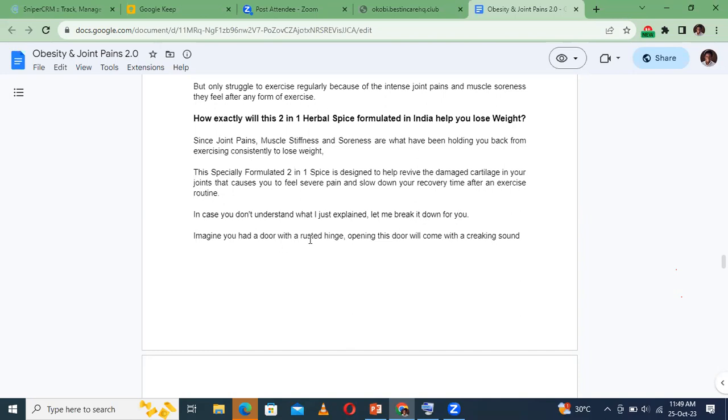Imagine you had a door with a rusted hinge, or is it hinge they call it now? I've forgotten. Imagine you had a door with a rusted hinge. I think it's hinge.